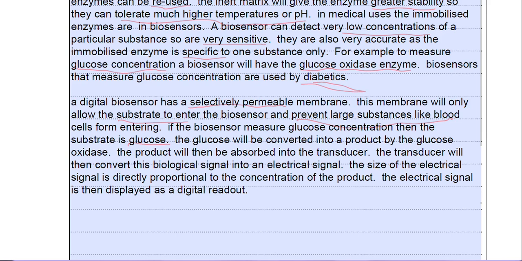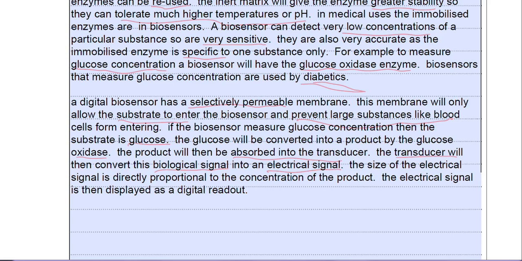I've then said that the glucose will be converted into a product by the glucose oxidase, which is the enzyme in the biosensor. The product will then be absorbed into the transducer. Alright, and then I've described the function of the transducer. It will convert the biological signal. So the biological signal is actually the product formed by the enzyme reaction in the biosensor. So this biological signal then is converted into an electrical signal, and that will get you a mark as well.